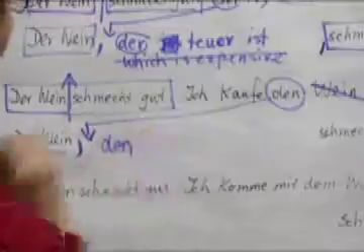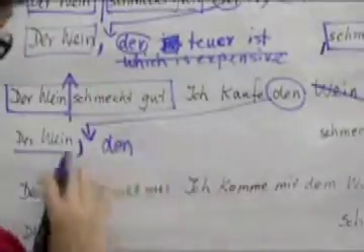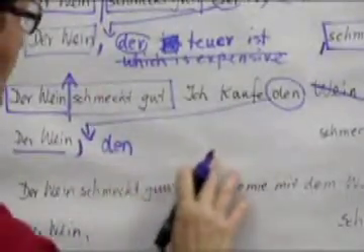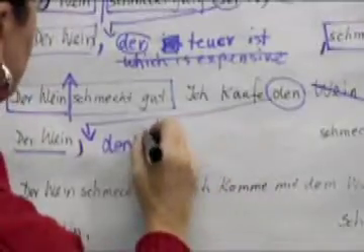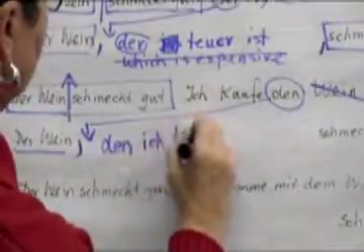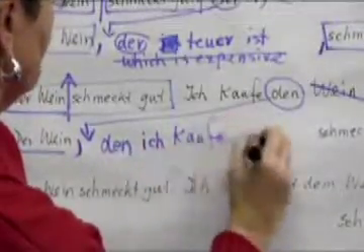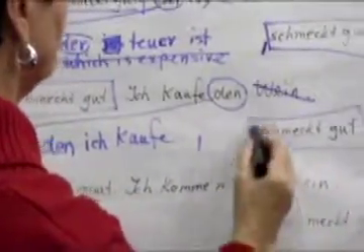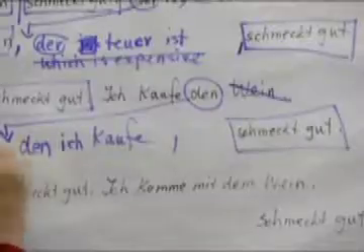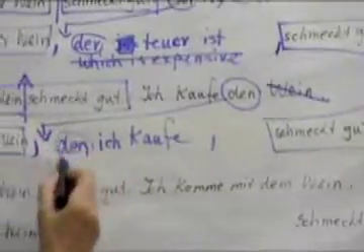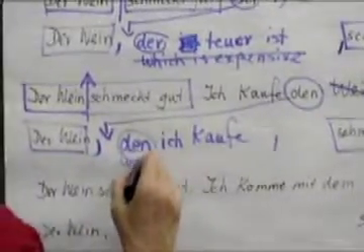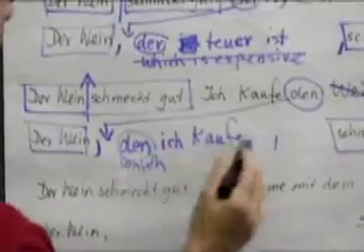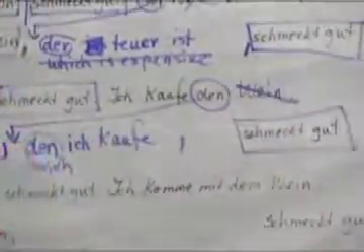den. All right, and you know, in subordinating clauses, the verb goes to the end, so den ich kaufe, comma, schmeckt gut. And here's the rest of our sentence. So the wine which I buy tastes good. All right.